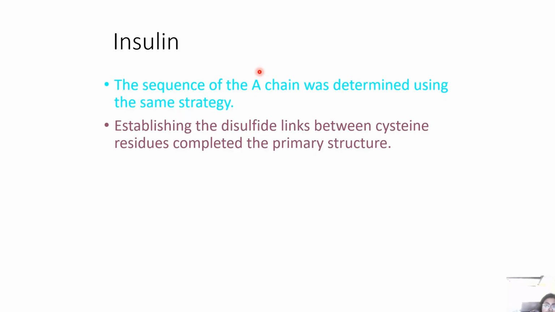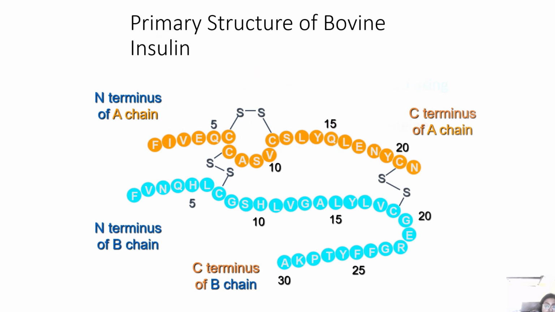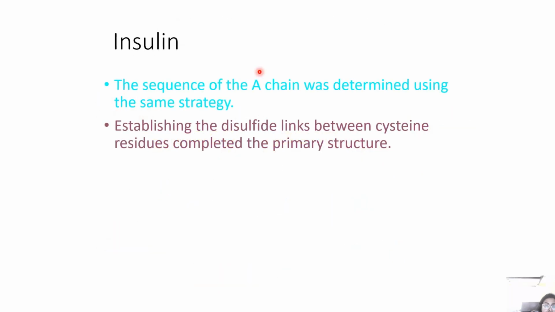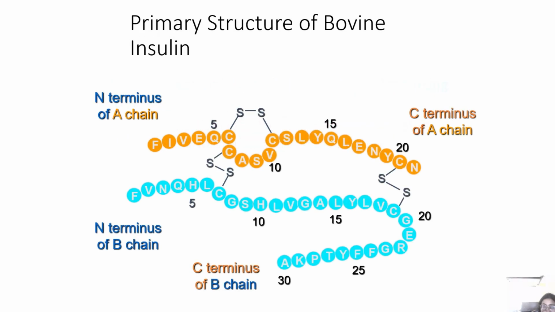The sequence of the A chain was determined using the same strategy, and establishing the disulfide links between the cysteine residues completed the primary structure.